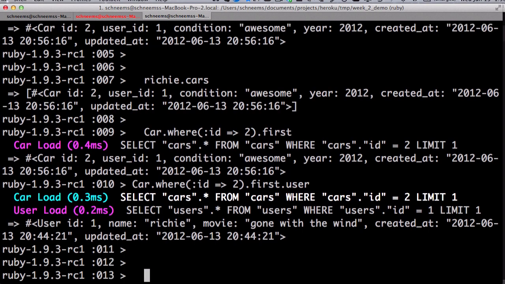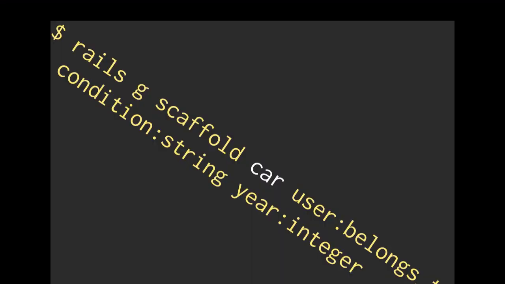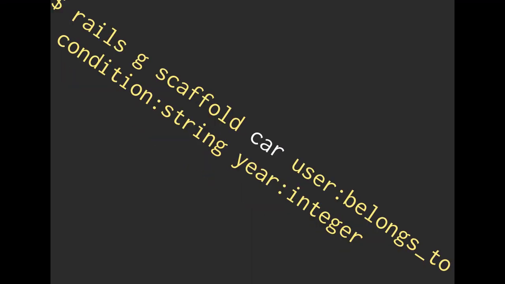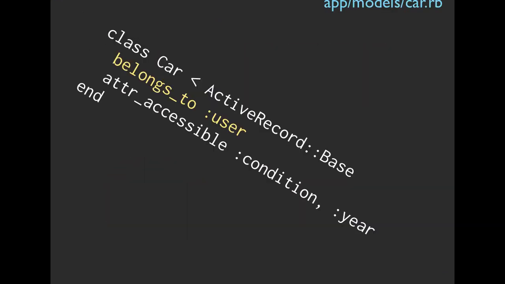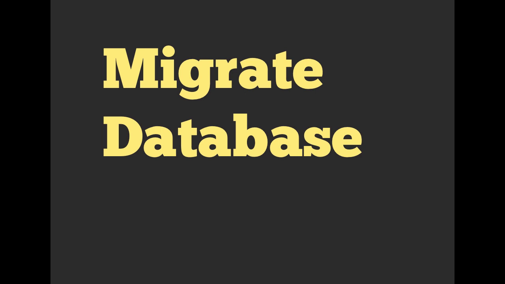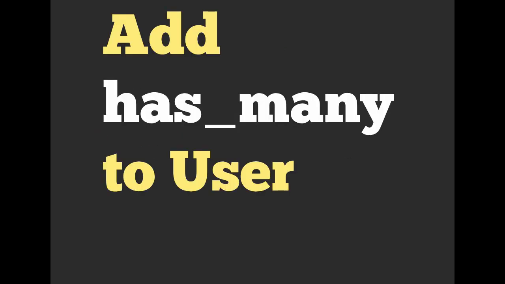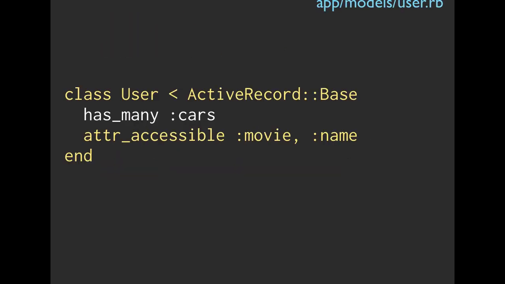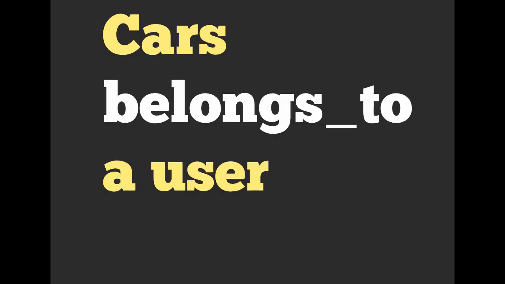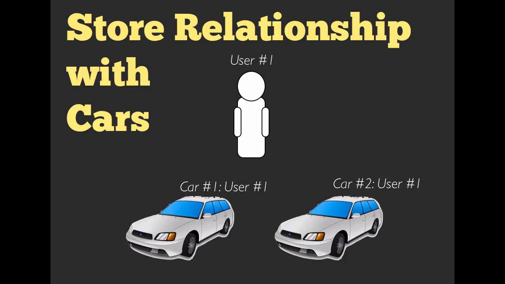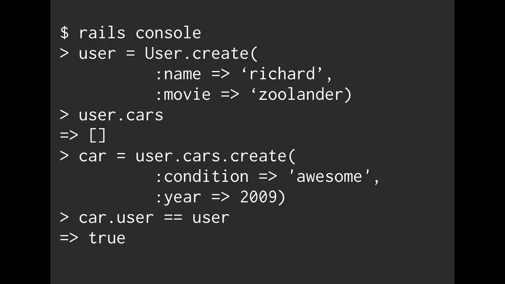So now that we've got this, we can do some really powerful things. Just a little recap. We ran the scaffold command to generate the car, and then we viewed the cars. We migrated the database. We added has_many to the user. And so finally, the user has many cars, and cars belongs to a user. This is the relationship that we are storing. Again, this matches what we covered in the first part of week 2.